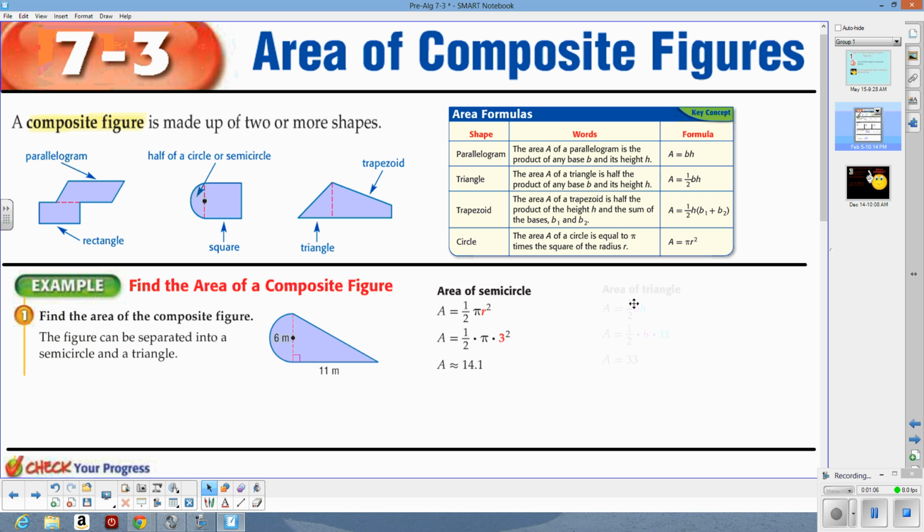Then we're also going to find the area of the triangle. Remember, a triangle is base times height divided by 2, or 1/2 the base times the height. The base and the height are perpendicular to each other, so 6 and 11 are your base and height, so you will plug those in below your formula and then get your answer. And then since this is made up of these two figures put together, you need to add those two together and you get about 47 1/10 square meters.